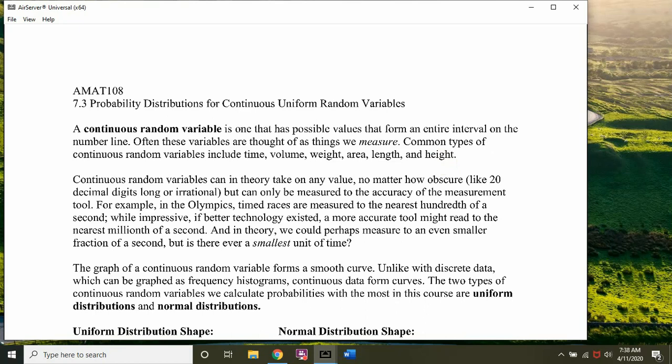A continuous random variable is one that has possible values that form an entire interval along a number line. Often these variables are thought of as things we measure. Common types include, but are not limited to, time, volume, weight, area, length, height, things along those lines.